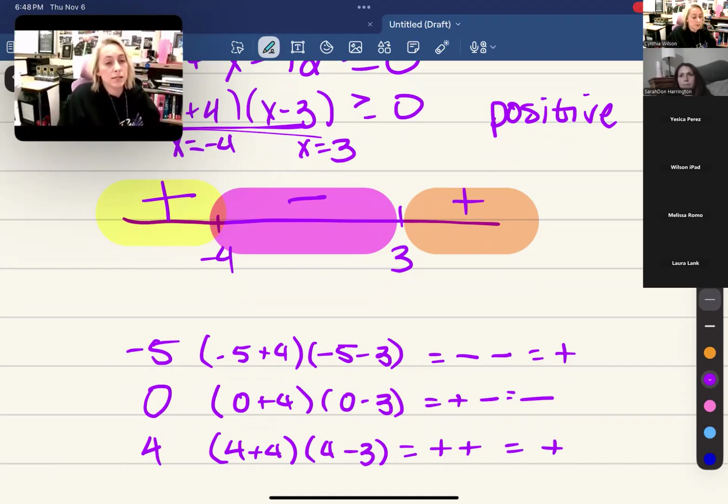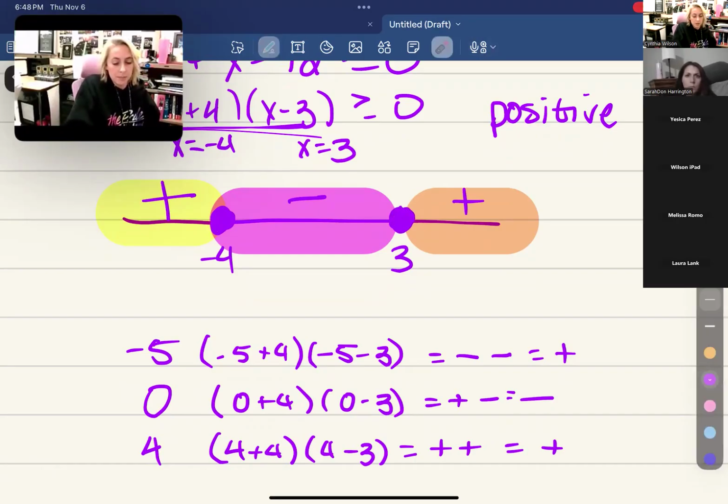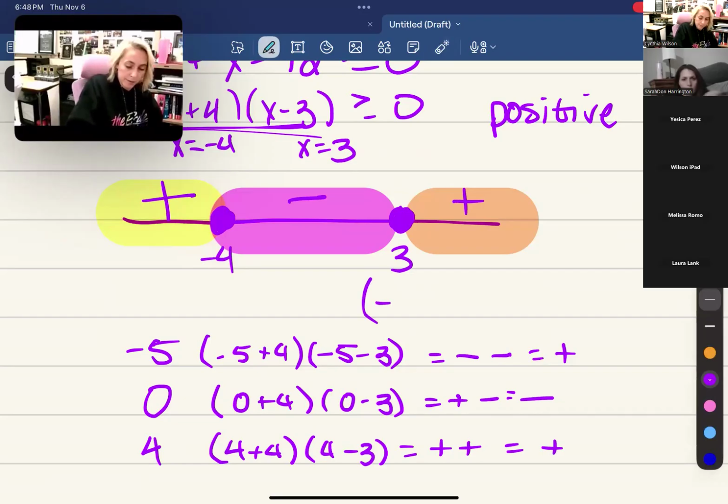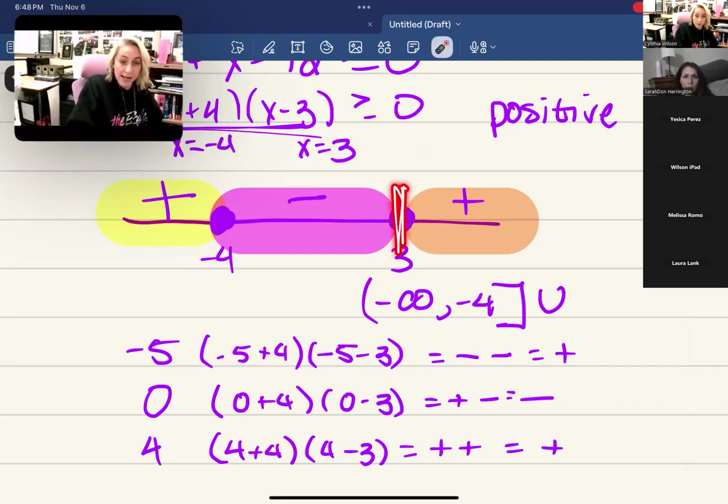All right, so it's asking where it's positive. So I have two places, my yellow spot and my orange spot. The equals on your inequality means these are closed dots. So my answers have to be the intervals from -infinity to -4 with a bracket, union, and then bracket 3 off to infinity.